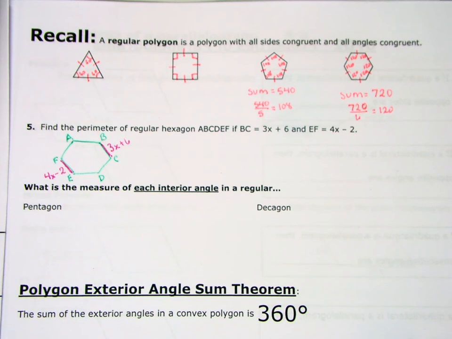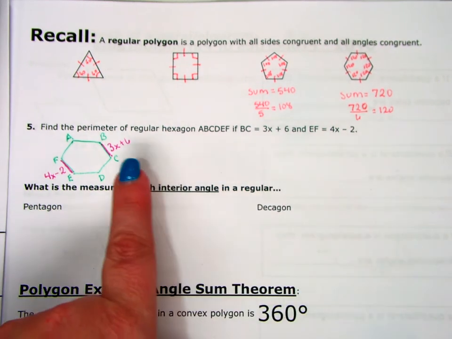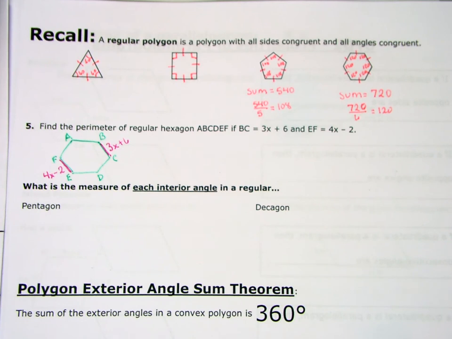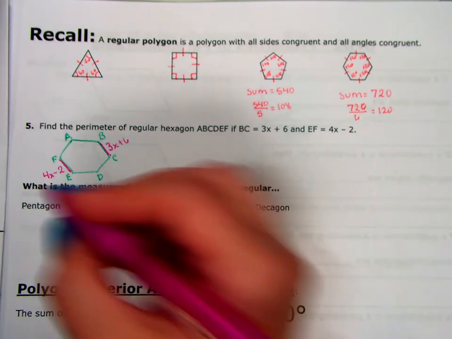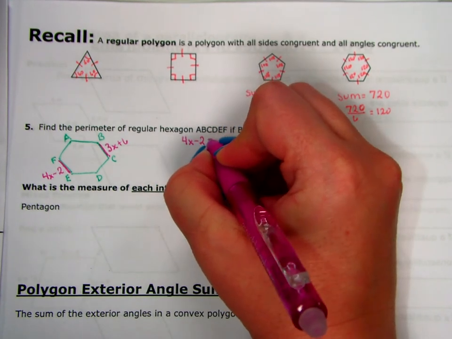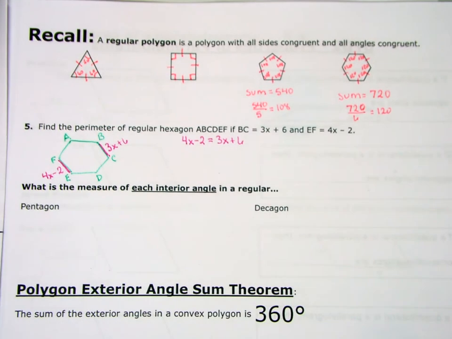Now, we know it's a regular hexagon, so all the sides are equal, and all the angles are equal. We already found the angles are 120. But unfortunately, this problem isn't working with angles, it's working with sides. So we don't care that the angles are 120. They are, but it doesn't help us. But what do we know about those 2 sides? They're congruent, they equal each other. So my 4x minus 2 is going to be equal to my 3x plus 6.